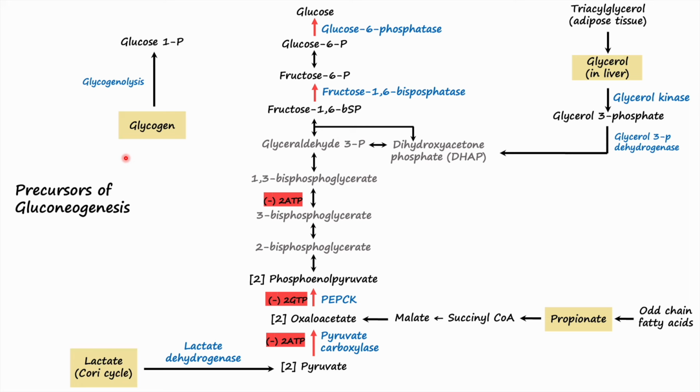And third, glycogen, which is actually the storage form of glucose, through glycogenolysis is converted into glucose 1-phosphate and then to glucose 6-phosphate. And galactose is also converted into glucose 1-phosphate, to glucose 6-phosphate and then to glucose. And lastly, fructose, which is converted to fructose 1-phosphate, and fructose 1-phosphate to dihydroxyacetone phosphate and then to glucose. So these are basically the precursors for gluconeogenesis.